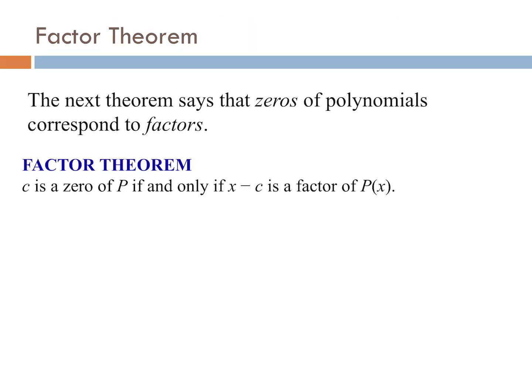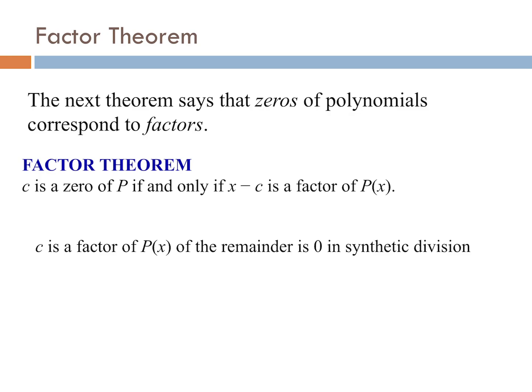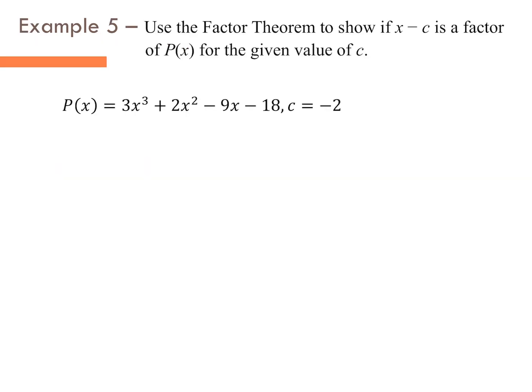The next is the factor theorem, and this is just saying we want to check to see if something is a factor. So if c is a 0, then it's a factor. We've also talked about that before. So when you're doing this, if you go through synthetic division and you get a remainder of 0, then it is a factor. These are simply going to be yes/no questions on your assignment. So when you're given, use the factor theorem to show if x minus c is a factor of p of x for the given value of c, I just want to know, is this a 0?